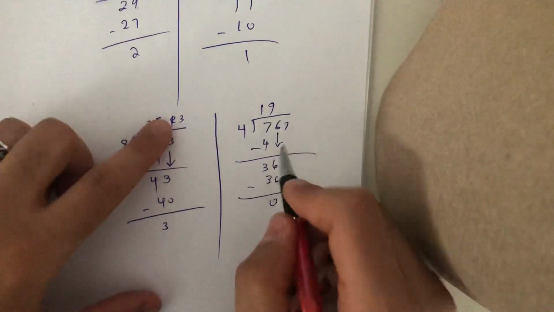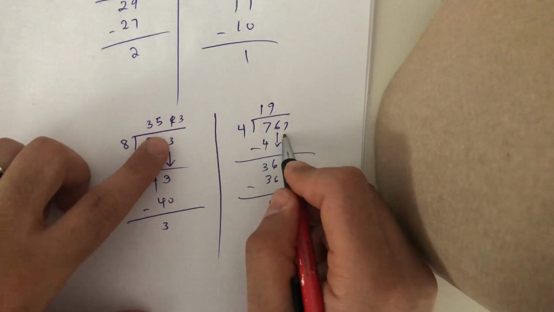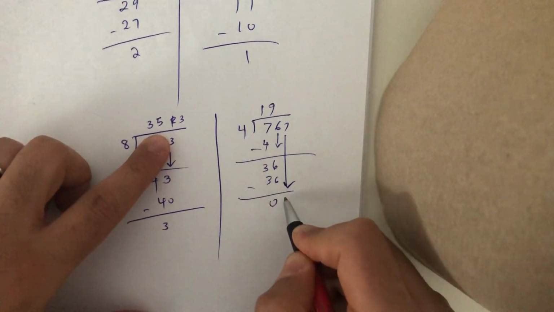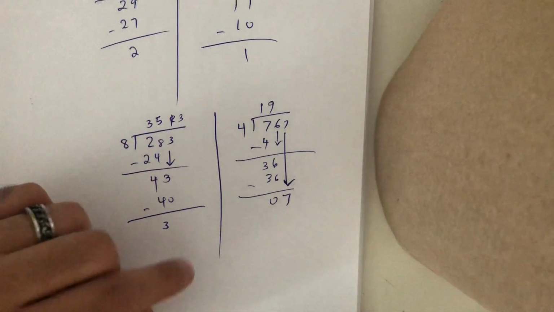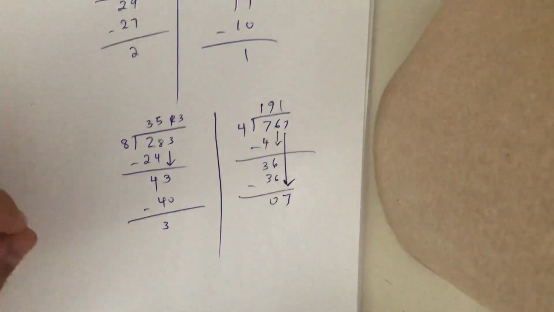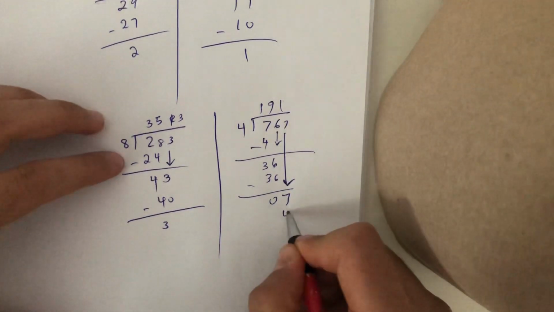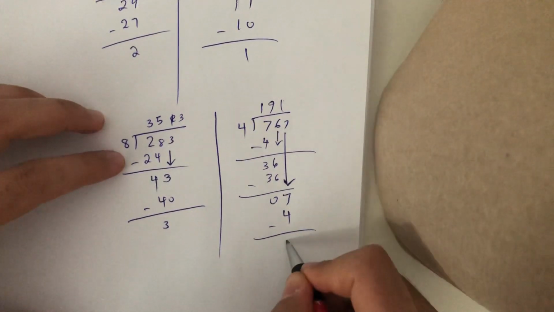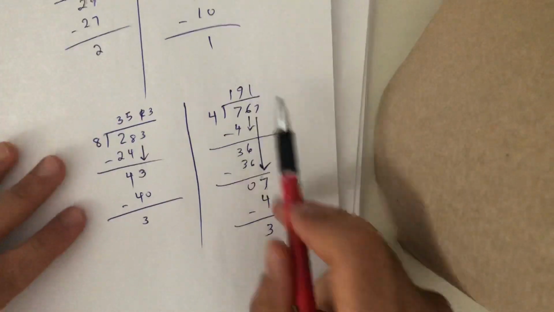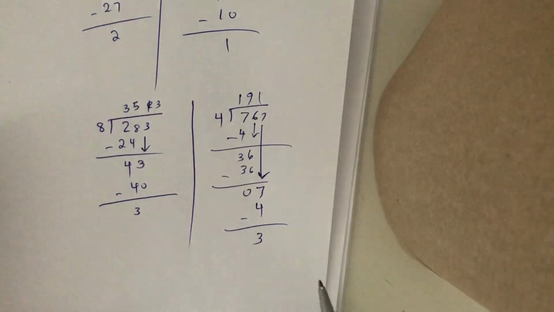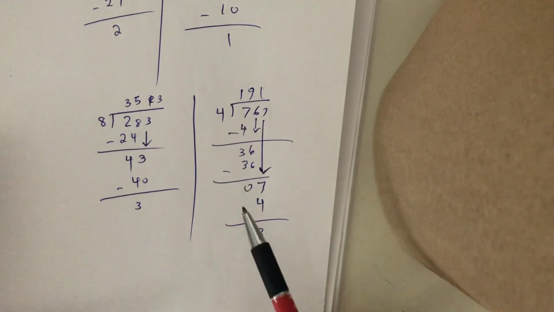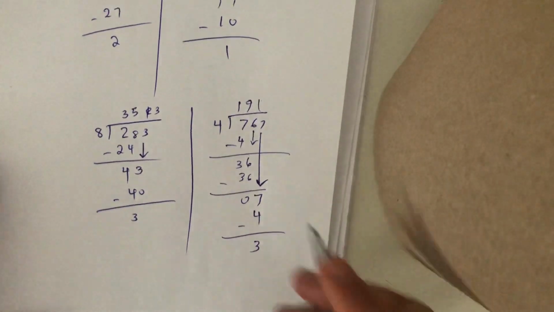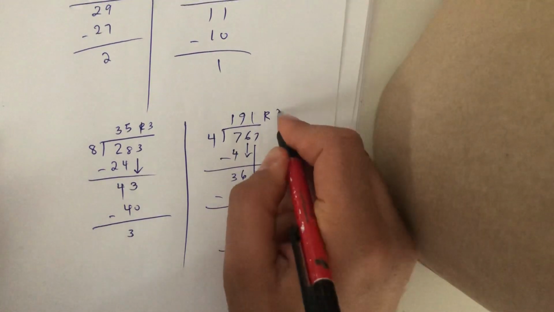We're not done because there's still a 7 up here that we still must use. So we must bring that 7 all the way down there. How many times can 4 go into 7? It could go into it 1 time. What is 1 times 4? It is equal to 4. What is 7 minus 4 equal to? 3. And we have no more numbers to bring down. We are done there. So what is the answer of 767 divided by 4 equal to? It is equal to 191 remainder 3.